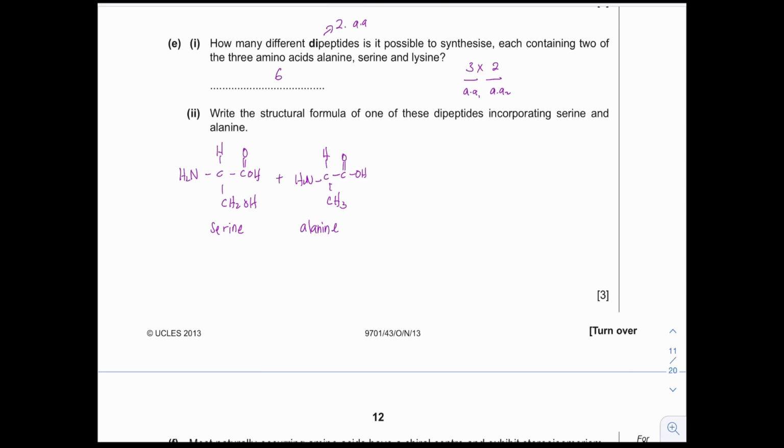Okay, so when these two react, we just have to draw one of the dipeptides. It's either this one in front and this one at the back, or we can put this one in front and this one at the back. Alright, so now let's follow the sequence over here. For the carboxylic acid side, we are going to remove the OH, whereas for the amine side, we are just going to remove one of the H. Then we combine it by using a peptide bond, and you will get the structure.